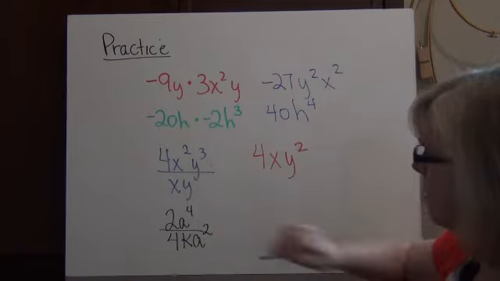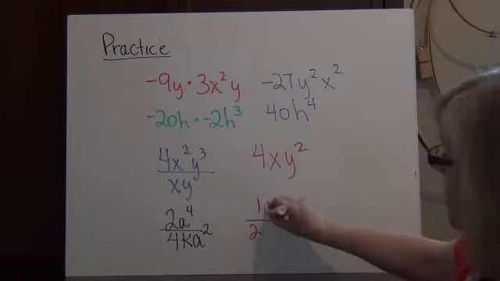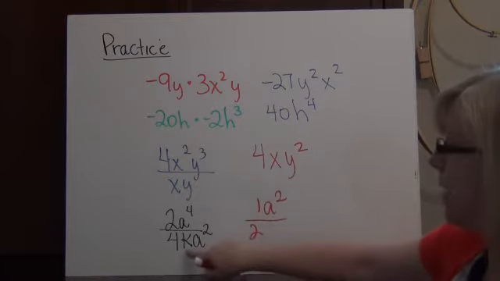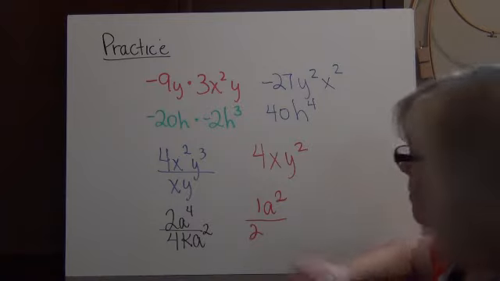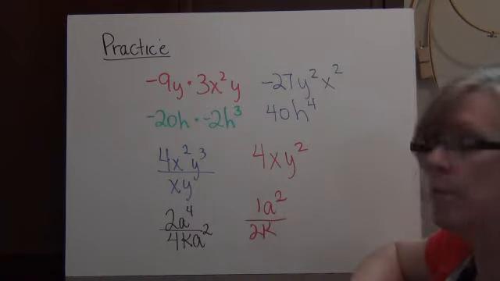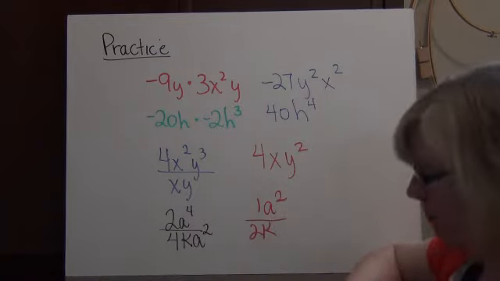Look at this one. 2a to the 4th over 4ka squared. First thing I notice is I have a 2 and a 4. So I know that I can divide a 2 out of that and get a 1 on top and a 2 on the bottom. I just divided both of these two numbers by 2 to simplify my fraction. Then I have 4 a's on top and 2 on the bottom. 4 minus 2 is 2 a's left on top. And I have a k on the bottom and no k's on top. So k just stays on the bottom. That's my final answer.